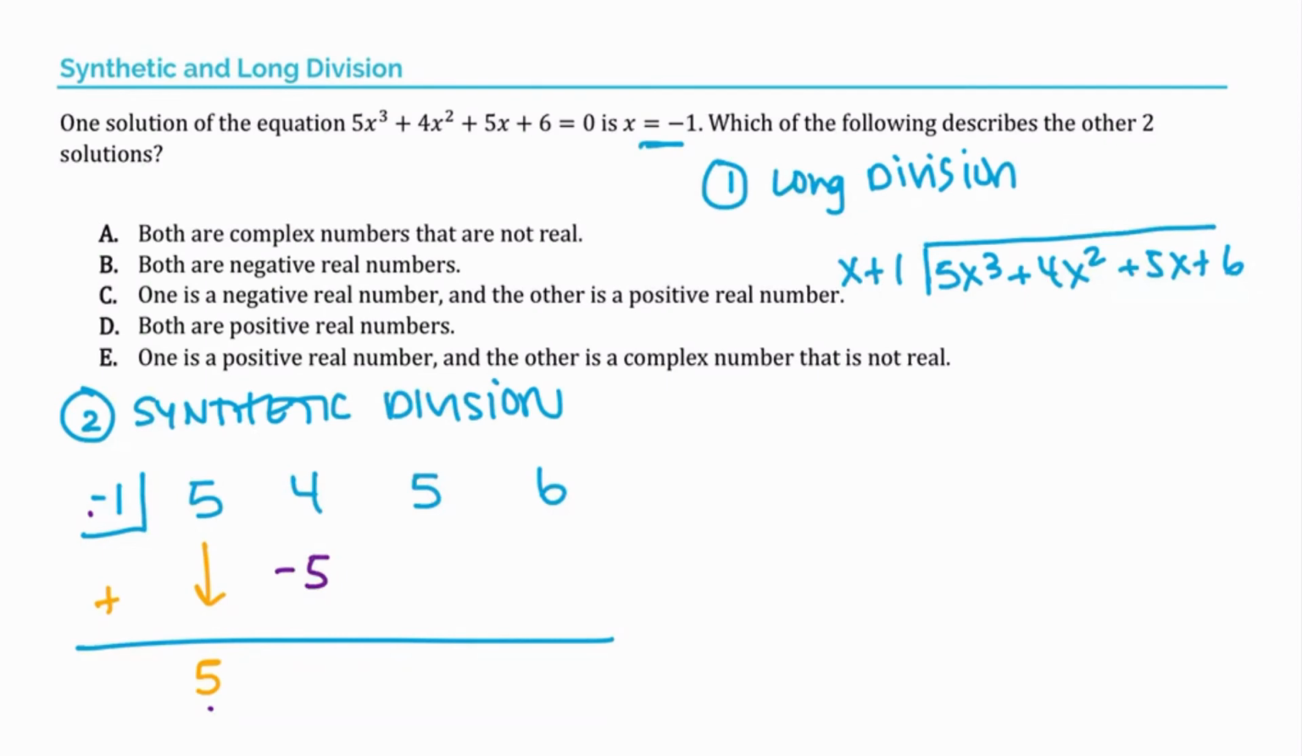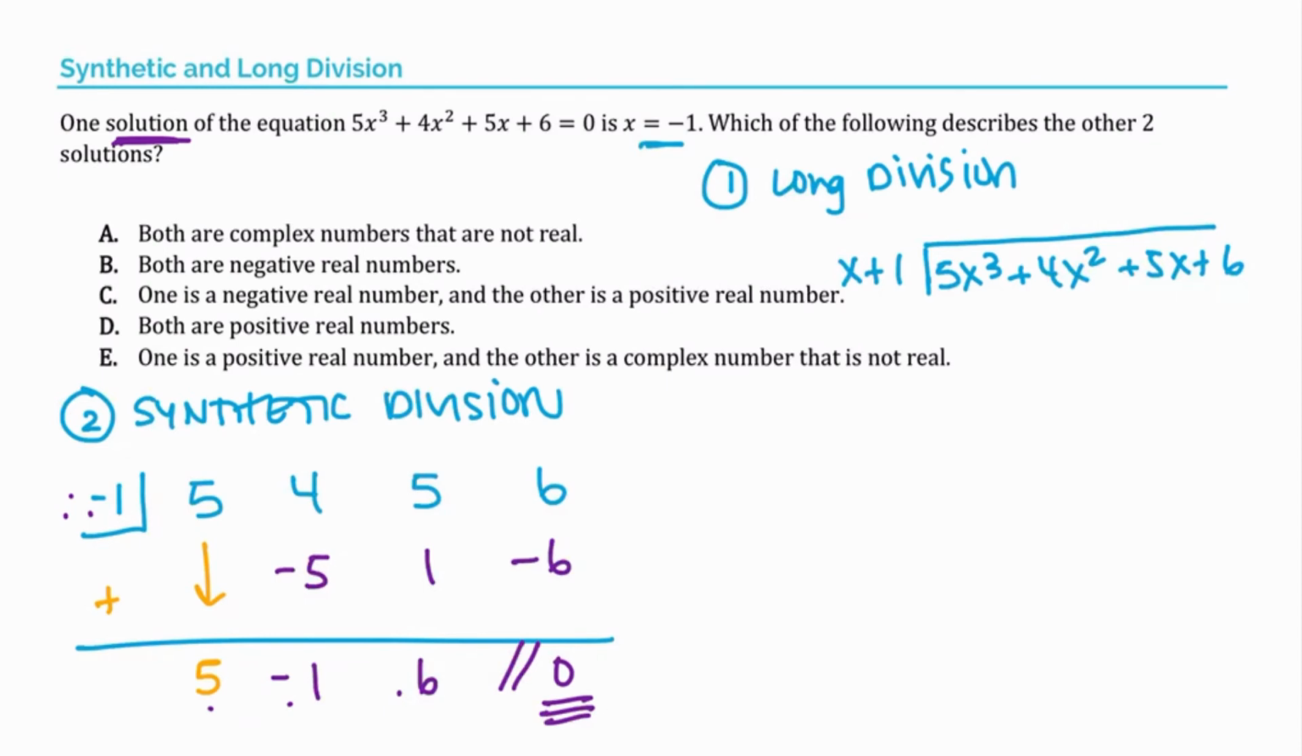4 plus negative 5 is negative 1. Negative 1 times negative 1 is positive 1. 5 plus 1 is 6. 6 times negative 1 is negative 6. When I add those together, I get 0 as the remainder, which is exactly what I want because remember, it's a solution. So if it's a solution, we have to have a remainder of 0.